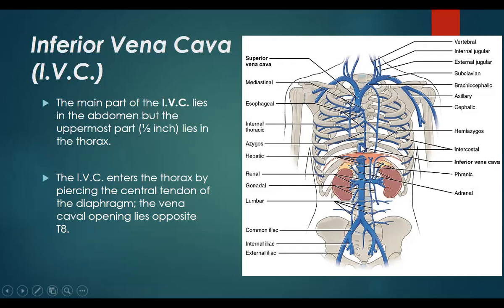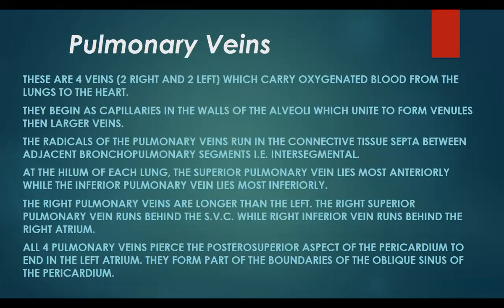Okay, so this inferior vena cava will pierce the diaphragm at T8 level and enter the thoracic region, and just half an inch it will be present in the thoracic region. Then it opens again into the right atrium.